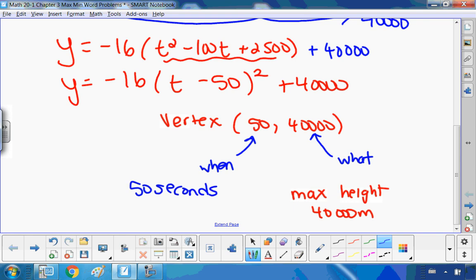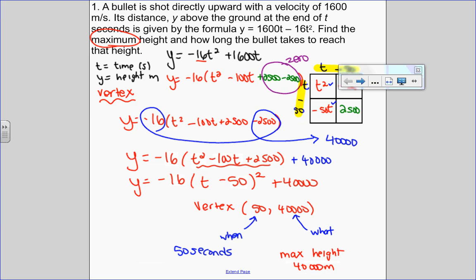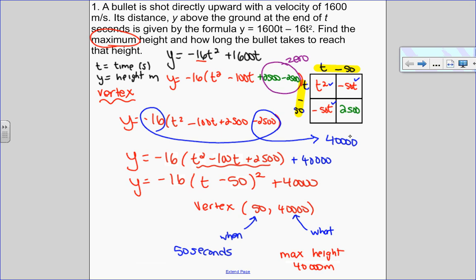So let's just make this big to make sure I've answered the whole question. Okay, so looking at this, find the maximum height. There it is, 40,000. And how long it takes the bullet to reach that maximum height, that is 50 seconds.